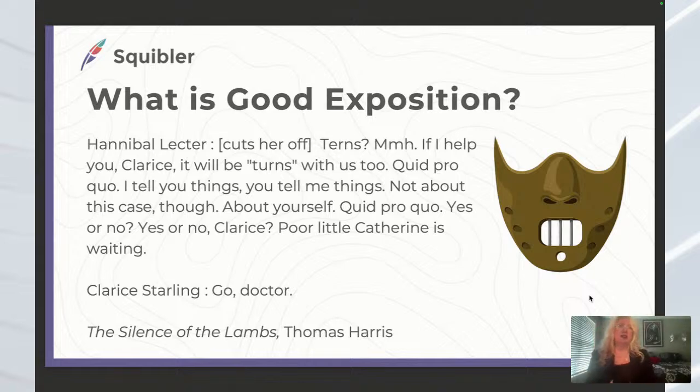So I thought we'd start with an example of good exposition from The Silence of the Lambs by Thomas Harris. And this is also in the screenplay as well, when Hannibal Lecter and Clarice first meet while he's in the prison cell.